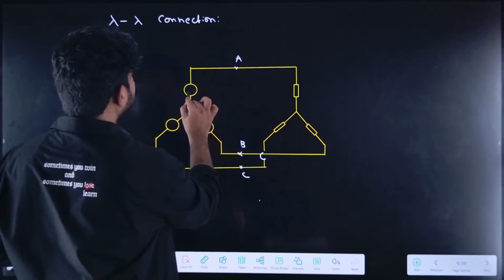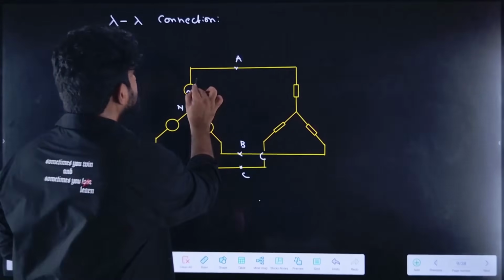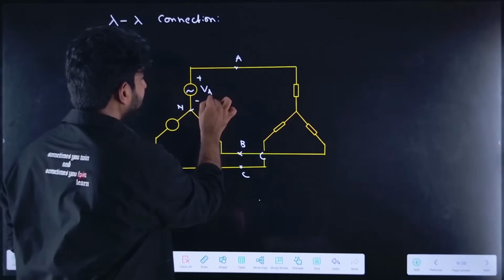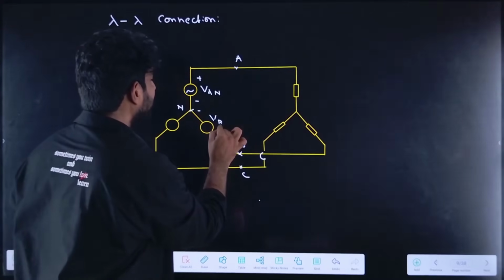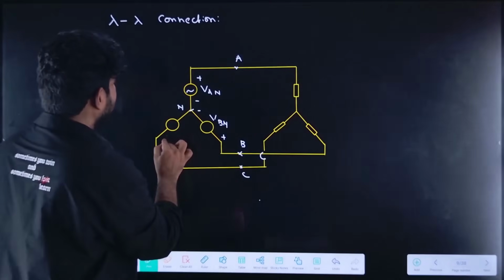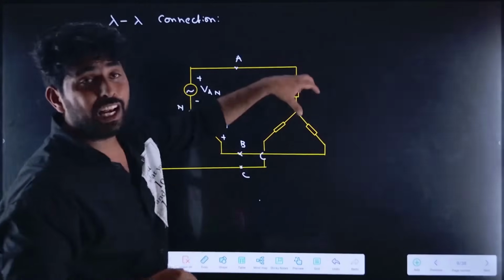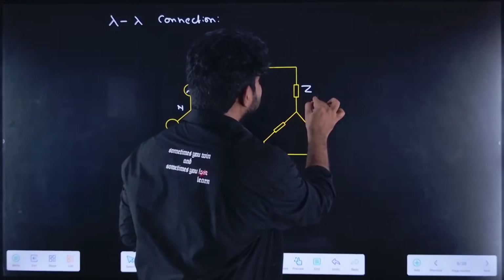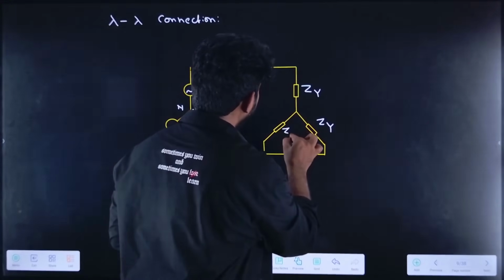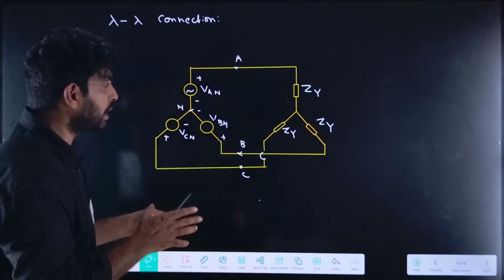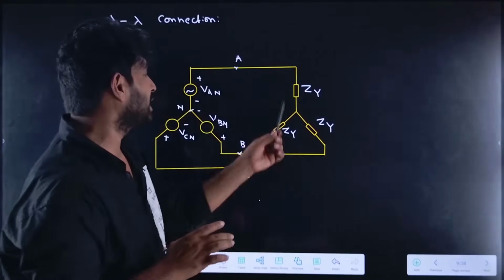Here it will be VAN, naming this terminal as the neutral terminal. So I can represent it like this, VAN. Then VBN, and VCN. Now the load, I will represent with Z star. Assume that it is a balanced load. There are three terminals and three impedances, so we represent them with the same impedance, equal to Z star.